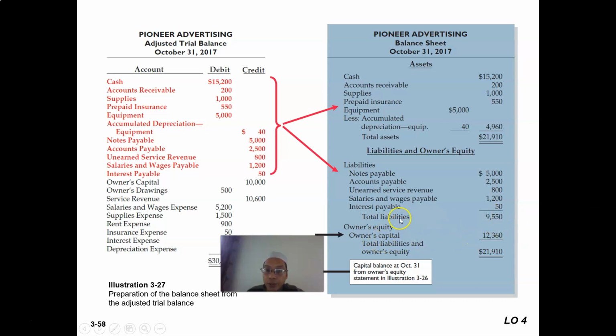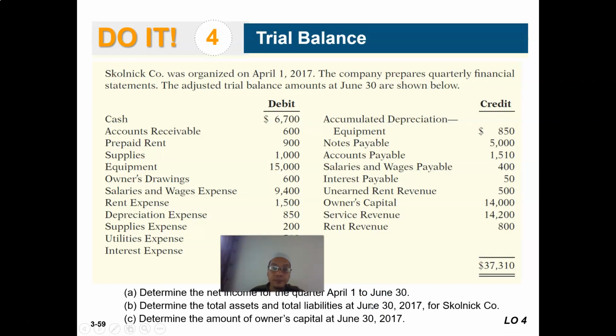So when we add total liabilities and owner's capital, we will get 21,920, which is the total liabilities and owner's equity. This should be the same as the total asset. This should be equal to the total asset.